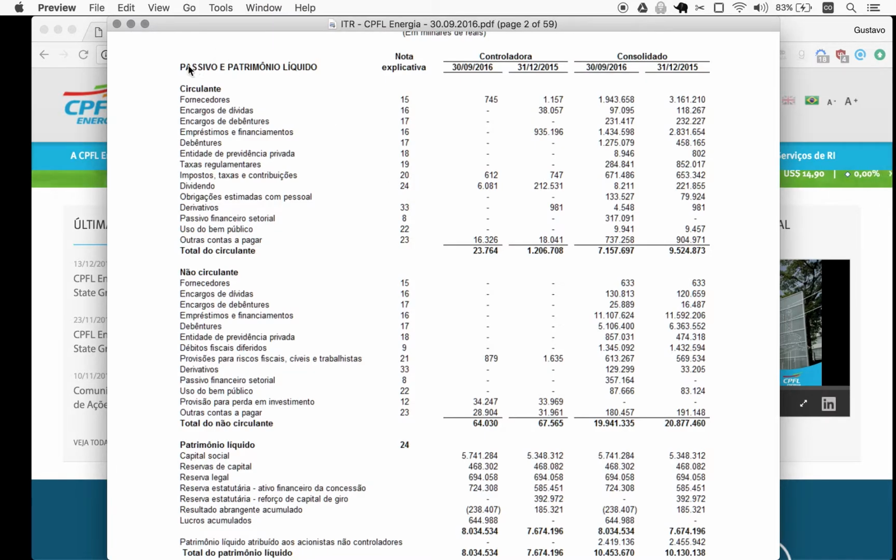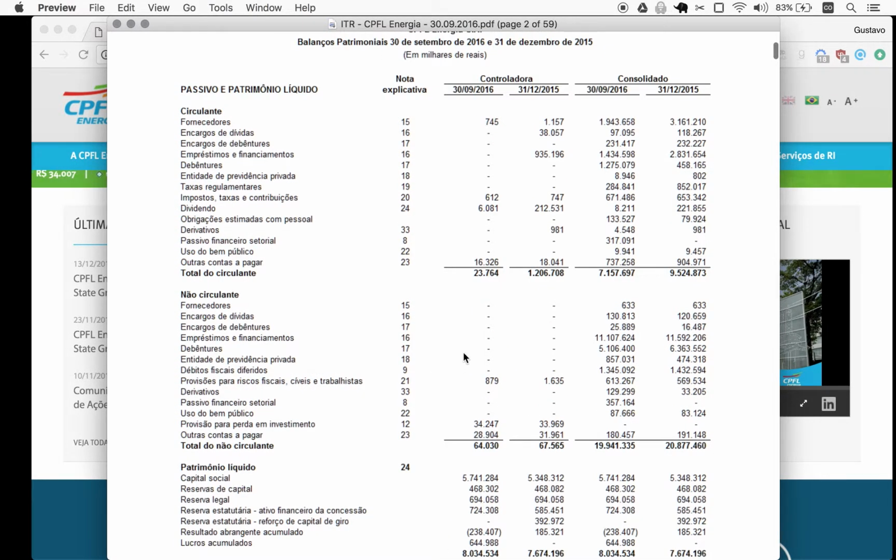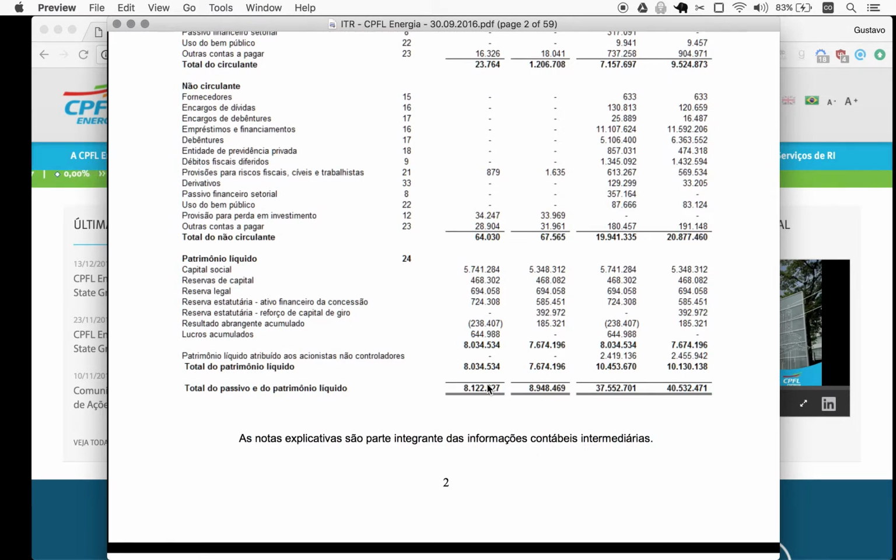So here we have the liabilities and net equity. So passivos, liabilities, patrimônio líquido, net equity. So we can start by looking at the net equity. So this is a holding company, right? So you commonly see controladora, which is the holding company itself, and consolidated, which includes its investee companies, right? Companies the holding company owns.